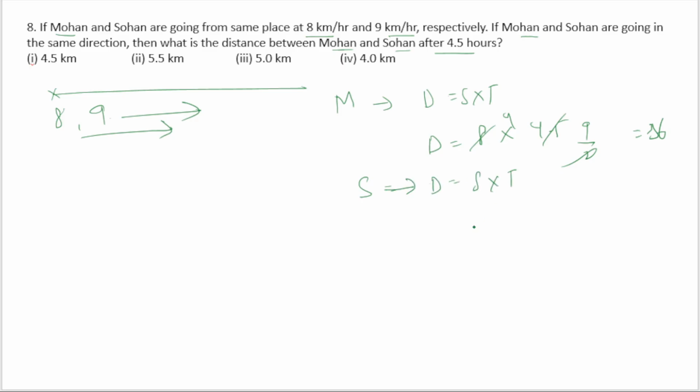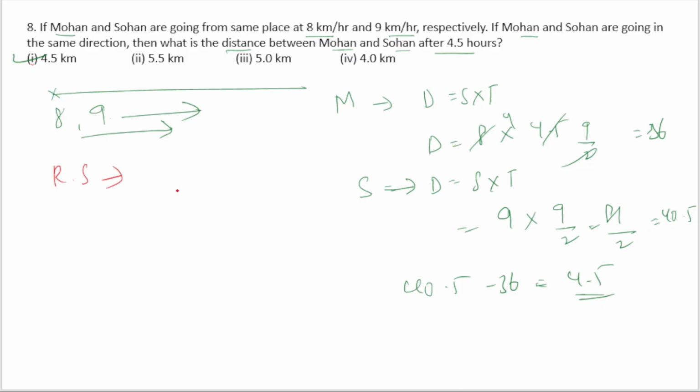Distance is equal to speed into time. The speed Sohan is traveling is 9 kilometers per hour into 9 by 2. It is 81 by 2. It is 40.5. And what is the distance between Mohan and Sohan? It is 40.5 minus 36. It is 4.5. Or we can directly take relative speed.